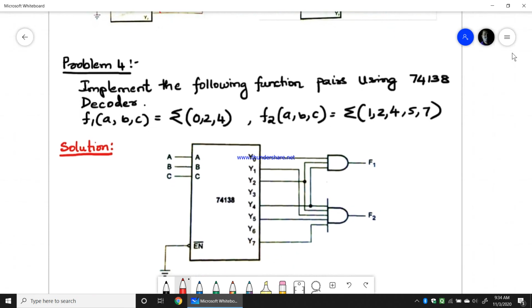Then implement the following function pairs using 74138 decoder. So we have summation of 0, 1, 2, 4, summation of 1, 4, 5, 7. Both are min terms. Here it is not stated whether it is active low or active high. Anyway, 74138 is used, so it should be active low.